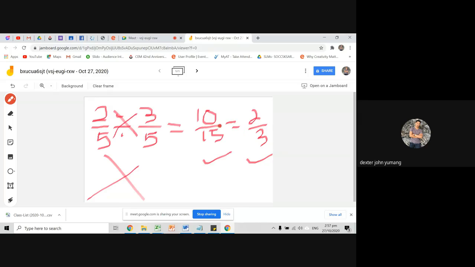Now, question ko, what if nabaliktad nyo? Ang nauna nyo multiply si 3 over 5. Ang sagot nyo is 15 over, ito, 3 times 5 is 15. Tapos, yung 5 times 2 is 10. What if na ganyan yung nabaliktad? Tama ba ang sagot? Yes or no?